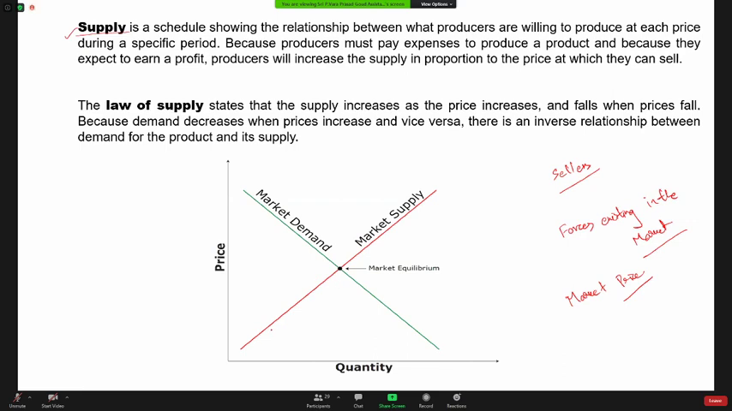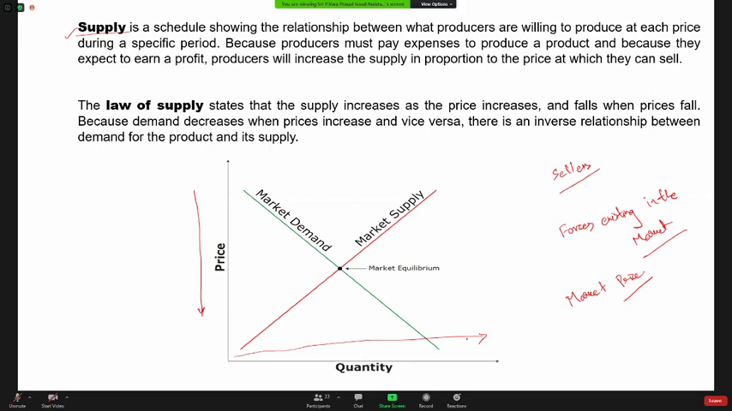As you all know, we, that is consumers, are willing to buy more and more. That is, quantity demanded increases when the prices are lower and lower. As the prices come down, the quantity demanded by consumers increases.